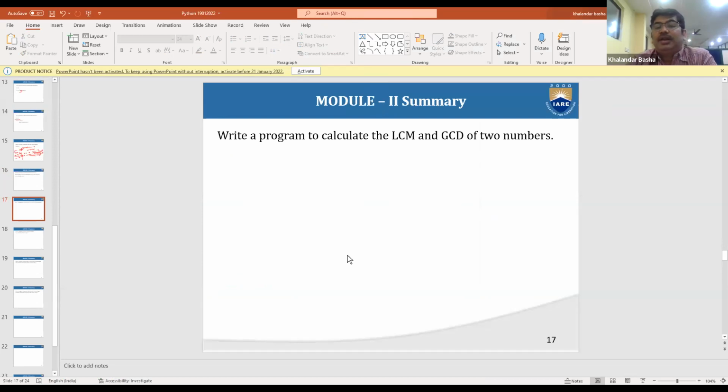Next one is write a program to calculate the LCM and GCD of two numbers. In Python, we have inbuilt functions for finding out LCM and GCD, but here we will write code for finding out LCM and GCD. Once you understand how to write LCM, the same thing will be followed for GCD also.